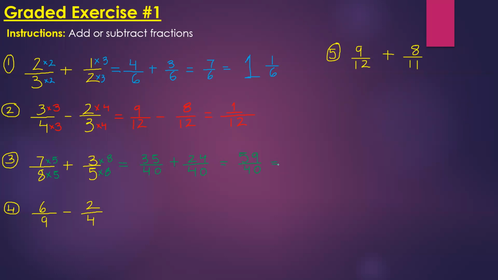So that's an improper fraction. You have to divide 59 by 40, which 40 goes into 59 one time. So 1 times 40 is 40. Then you subtract 40 from 59, which gives you 19. Then you get 1 and what? 19 over 40. 1 and 19 over 40. Very good.